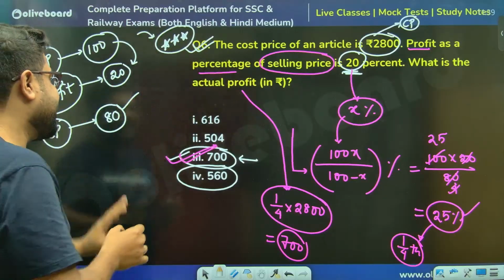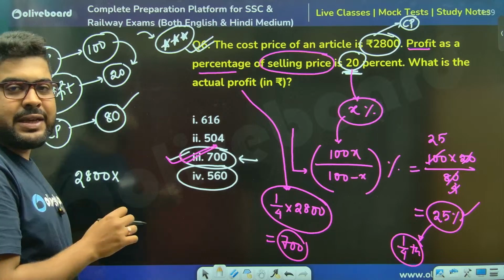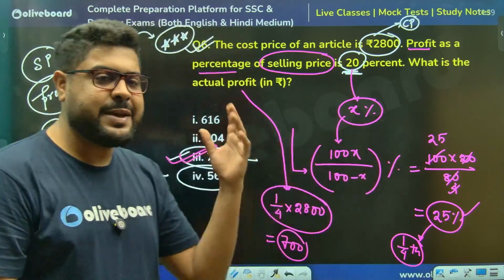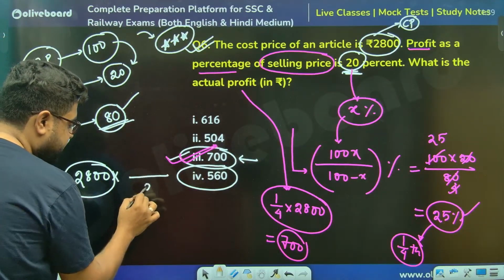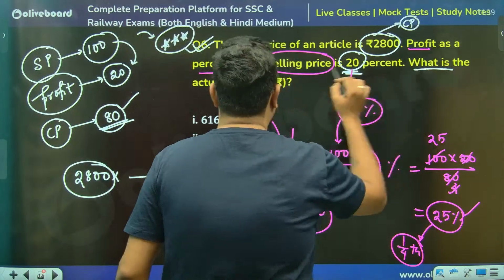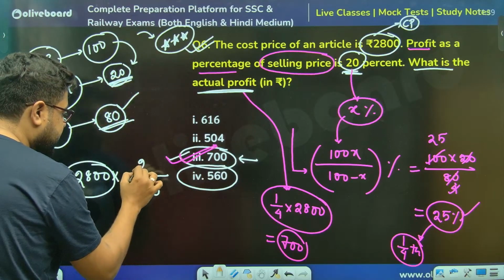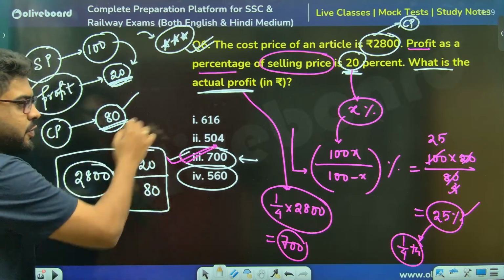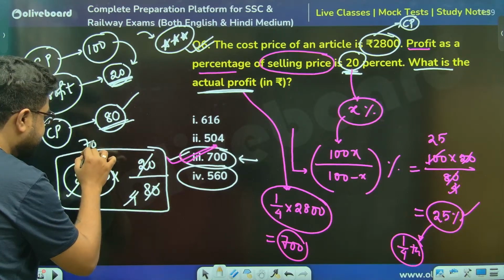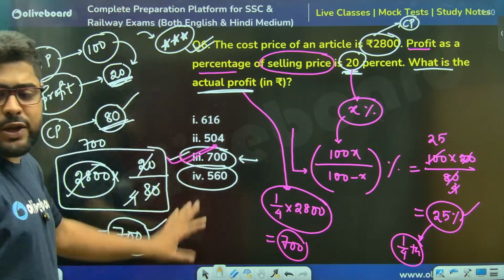Now, you don't need to do anything else if you know the modular method. The only value that we know is 2800. This represents what, sir? This represents your CP. So CP is here 80. And on top we put whatever they're asking, the actual profit. I know the profit is 20, so just put it here. That's your answer in one go without any formula. Try it, you get 1/4, 4 sevens are 28. So directly you get your answer as 700 rupees, without using the formula.